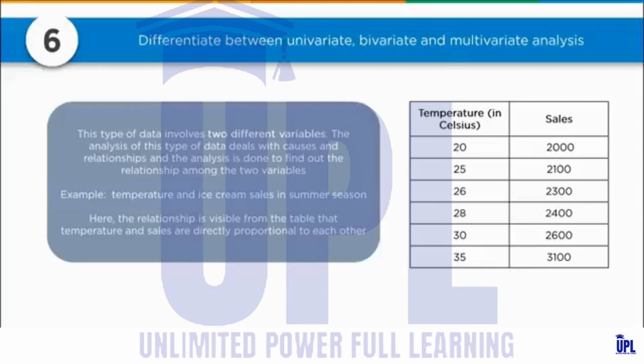And this is always a favorite one because everybody loves ice cream in the summer when it's hot, and very few people go for ice cream in the winter when it's really cold, so it's easy to see the correlation in the data: the temperature and ice cream sales in the summer season. You can see here the temperature goes from 20 to 35, and as the temperature goes up, so do the sales of ice cream.